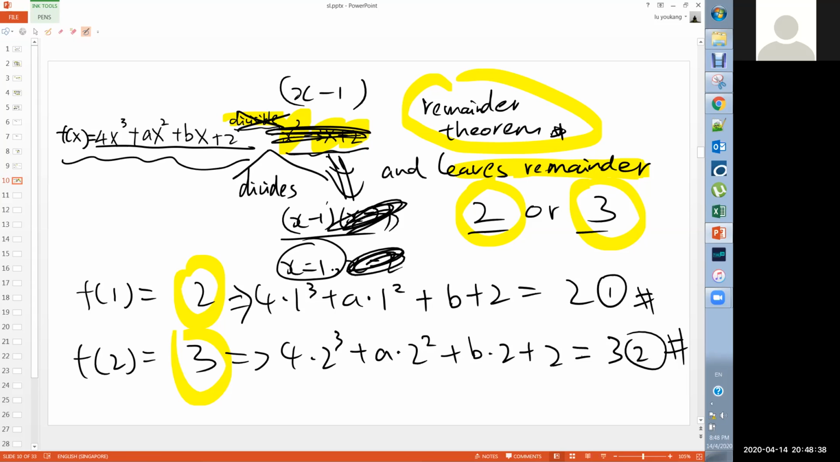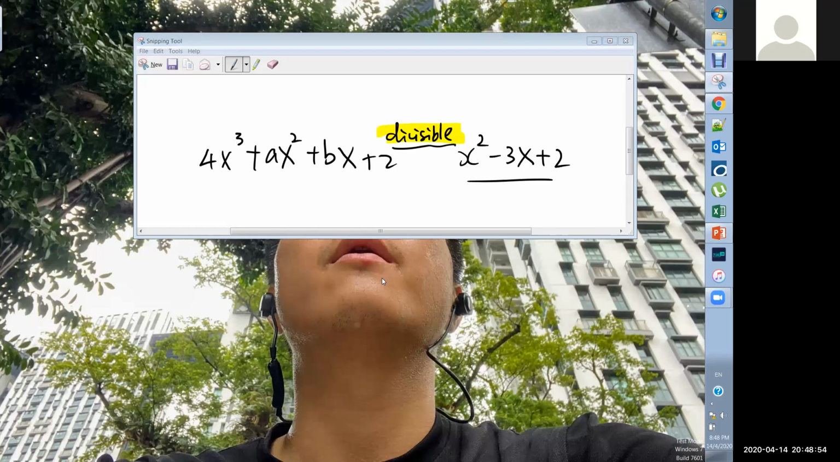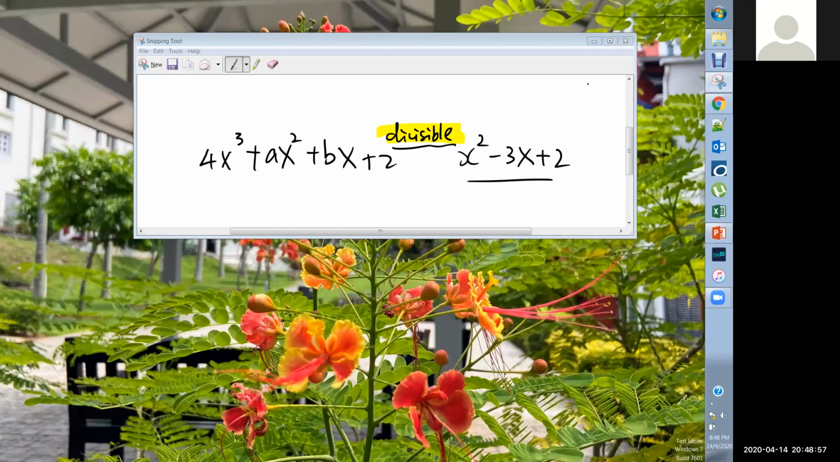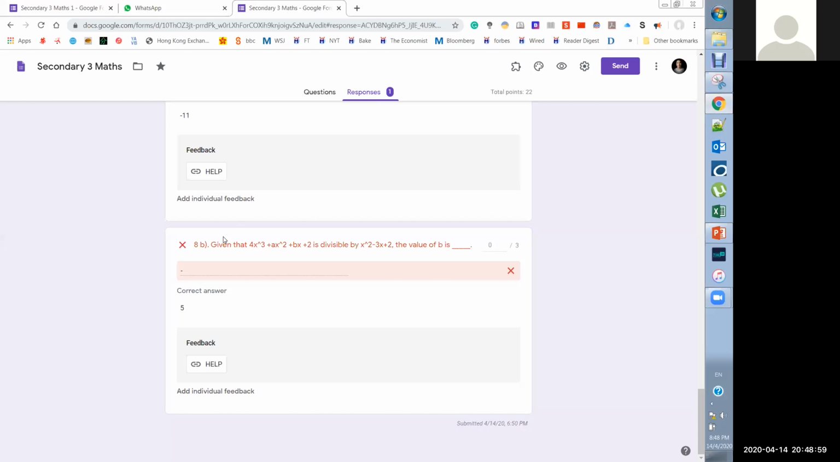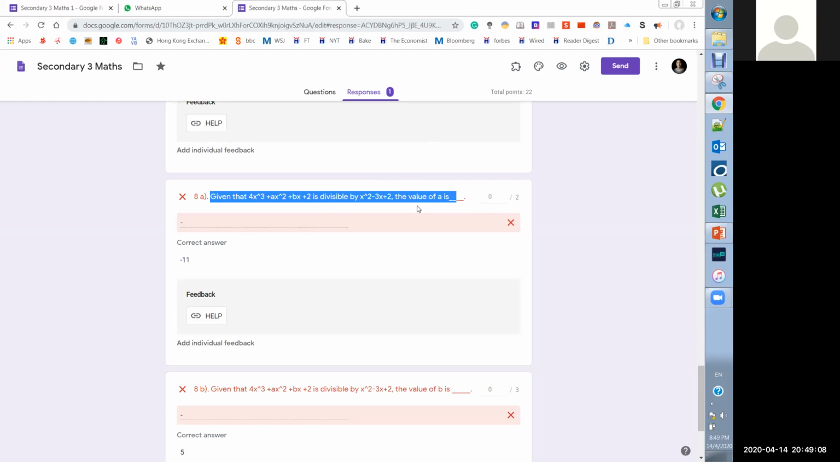Can I ask, then in what situation do I use long division? When you have this, when they ask you for A and B. Let me go to the question. If you look at the question, it says the value of B. And here, the same question, the value of A. So when you are asked for the value of A and B, that means you are asked to find A and B, like you are asked to find X and Y.